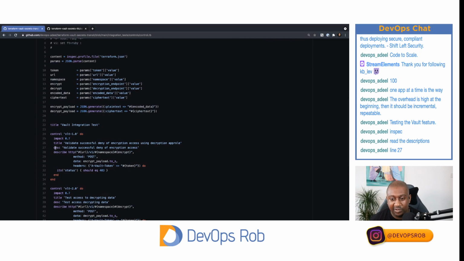Line 27, validate successful deny of encryption access. So this is like a test of a sad path. You want to make sure that it's denying. This is almost like behavior-driven design, behavior-driven testing, but written in Ruby rather than Gherkin syntax, because what you're now testing is that certain things will actually happen. But yeah, we're at the hour now.